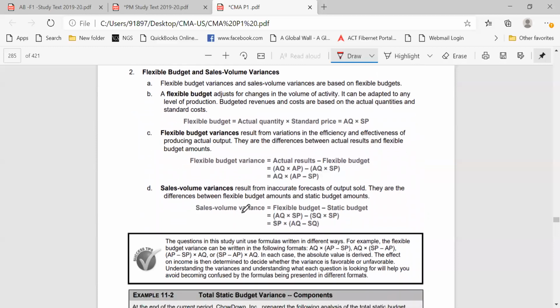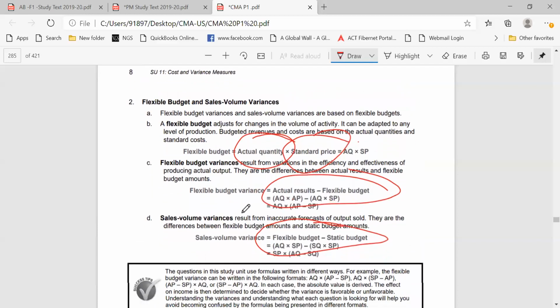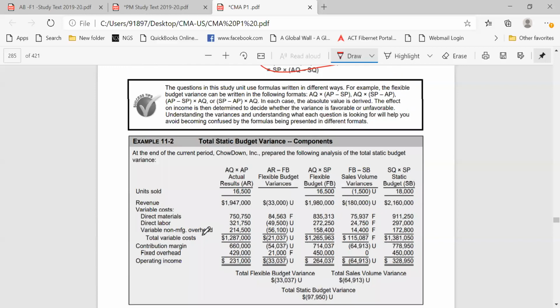What happens in a flexible budget? As I have said, your actual quantity will be taken and standard price, that is all the budgeted price, would be taken, and then actual results minus flexible budget would be done. Whereas in sales volume variance, flexible budget minus static budget we would be doing. Static budget is nothing but the main budget which you had made. Now we are going to do all of this, flexible budget, subunit by subunit right now. And then the last one would be sales volume variance, that is 11.8.